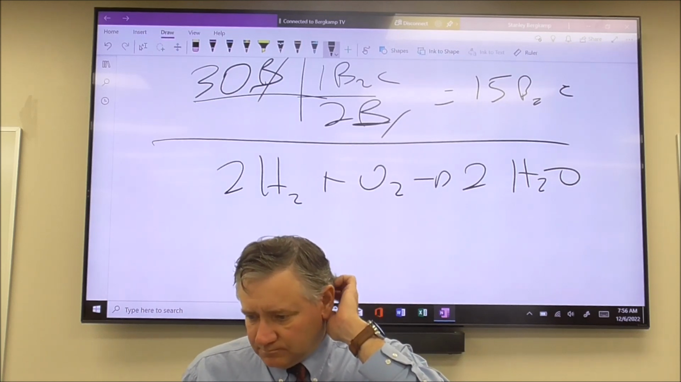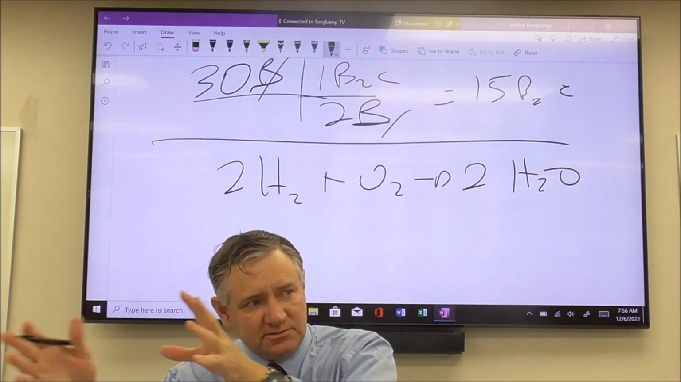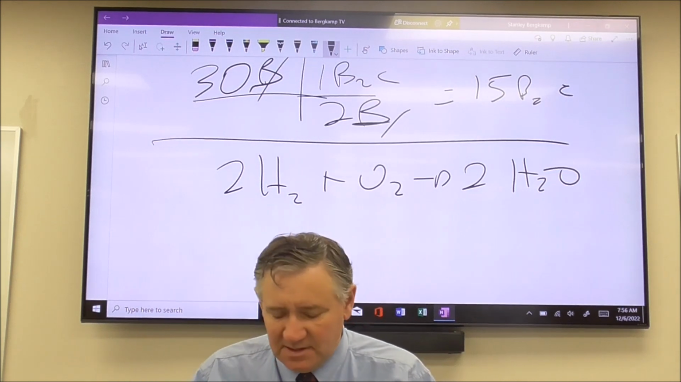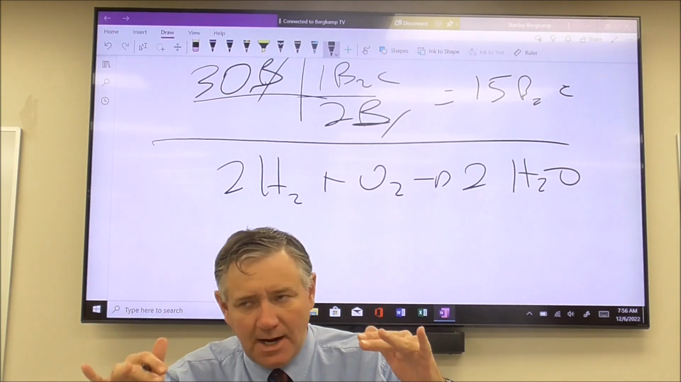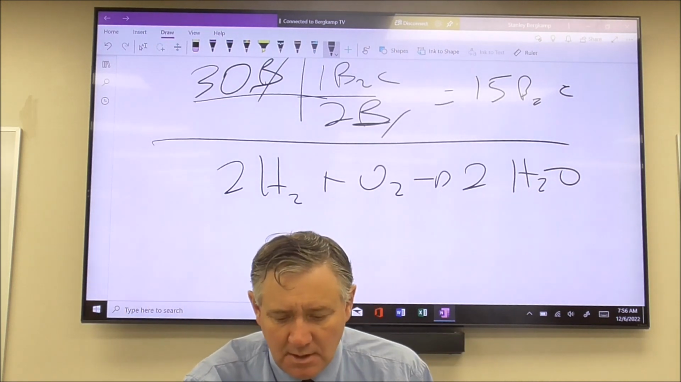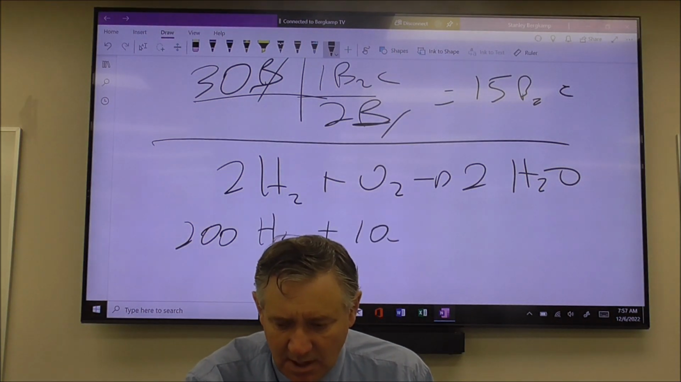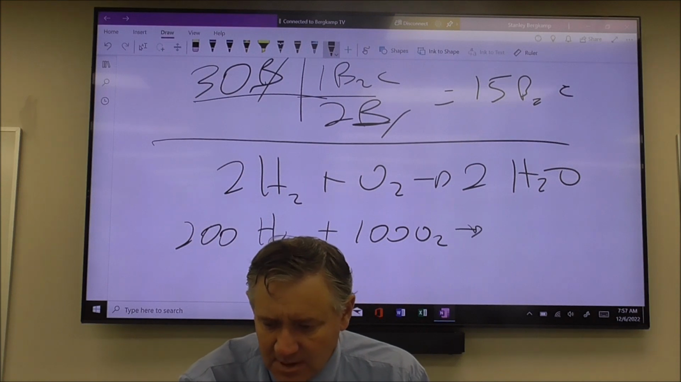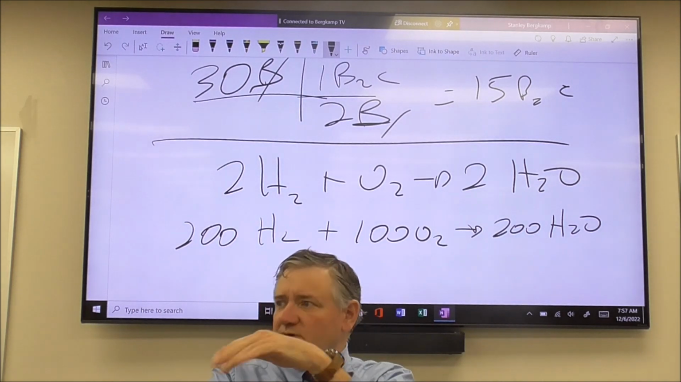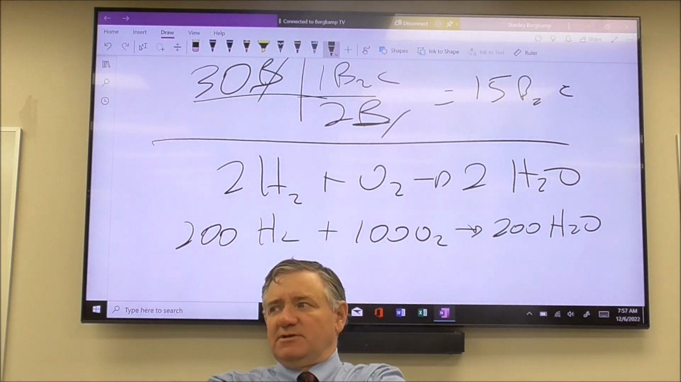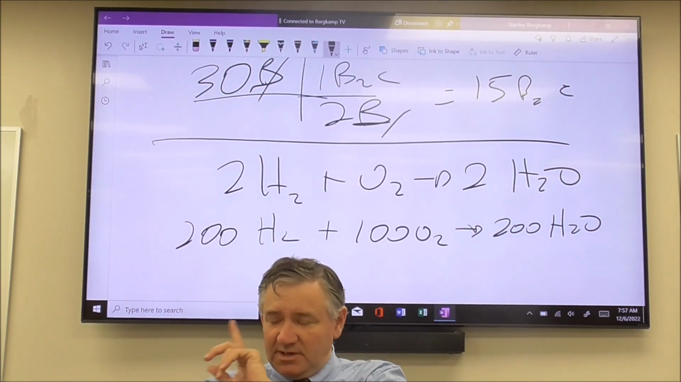So, obviously this works with individual particles. Molecules, molecules, molecules, okay? But what if I did this? What if I multiplied all of these coefficients by 100? So if I had 200 hydrogen molecules and 100 oxygen molecules, is that still the same ratio as it was before? Grace, is it still the exact same ratio? Yes. And it's still the same ratio, but there's a huge caveat.